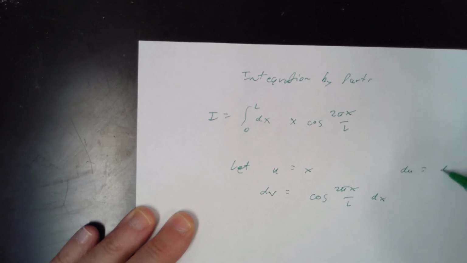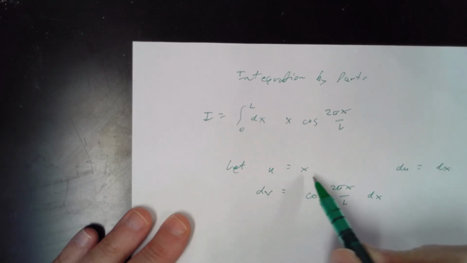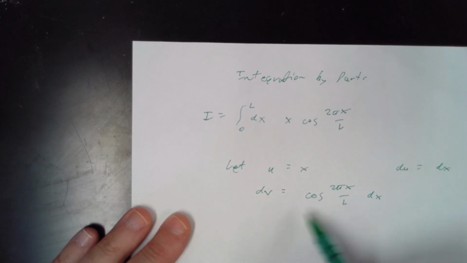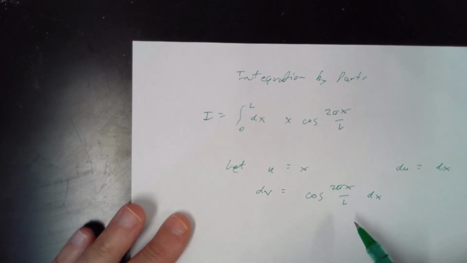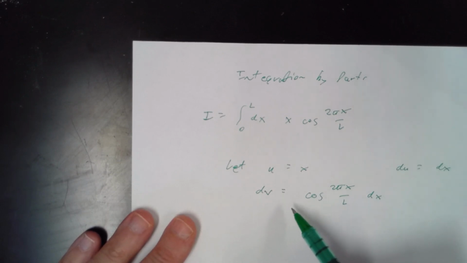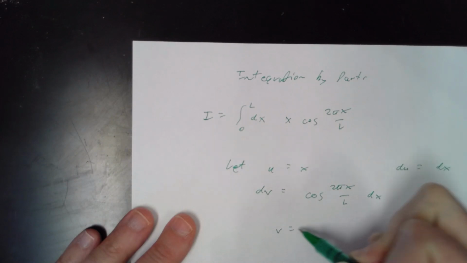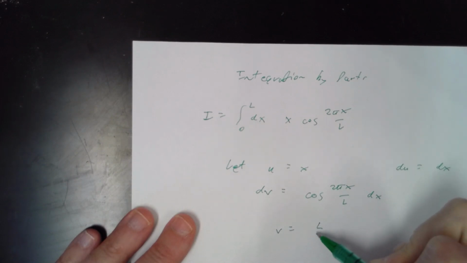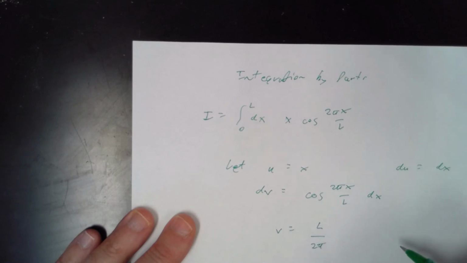du is just dx. And I have to do an antiderivative here to find what v is, but I know how to do an antiderivative of a cosine function. So v is going to be L over 2 pi sine 2 pi x over L.